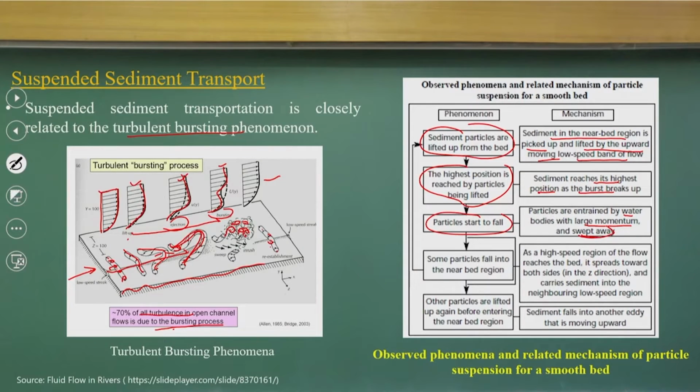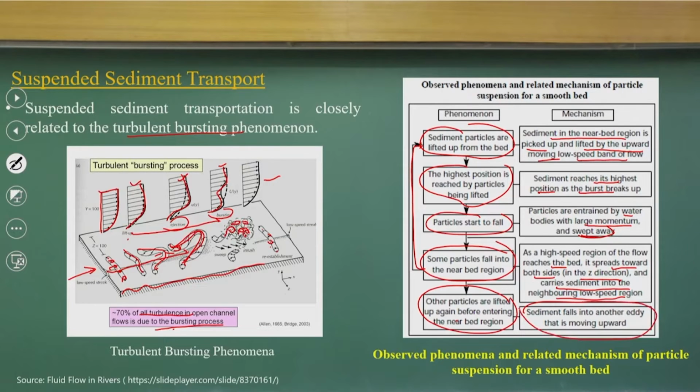Some particles fall into the near bed regions and again come back to the near bed regions. As the high speed regions of the flow reach the bed, they spread in both directions in the z direction, carrying sediment into neighboring low speed regions. That process can continue to happen, okay. This process can continuously happen. Other particles will be lifted again before entering the near bed regions. Sediment falls into another eddy and moves upwards.